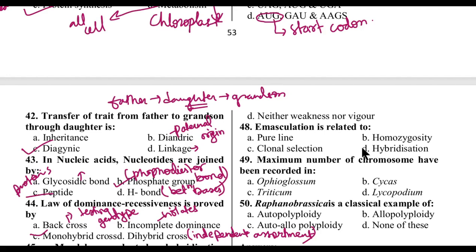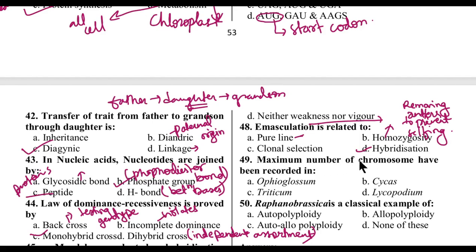And emasculation is related with, obviously your answer is hybridization. That is the event of removing anthers to prevent selfing. And pure line is also selfing. Homozygosity is not needed. And clonal selection is like no flower crossing.